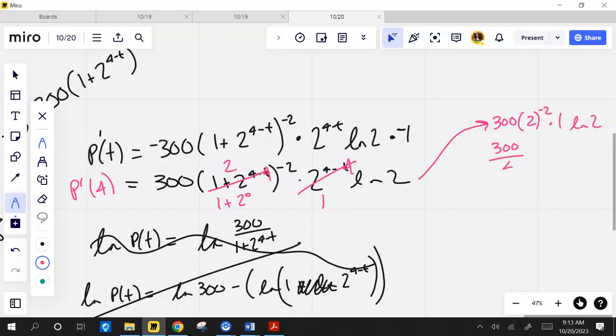This is going to be 300 over 4 times log 2, and I need to get an approximation on my calculator with this. I got 51.98. So I'm going to say about 52 students per day. This one was tough, but it was fun. I like a challenge.